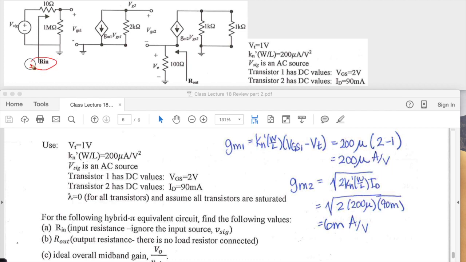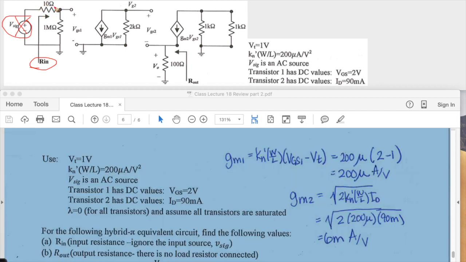We notice that Rin is located here and it is pointing in. It says to ignore the input source Vsig, so we're going to ignore that and find the input resistance. It's a little unclear here, so please ask me in class if you include this or not. What I actually wanted was from this node to ground, so ignoring part of this 10 ohms too. If we ignore that, then we just see that it is just a 1 mega ohm resistor. So Rin would be 1 mega ohm.